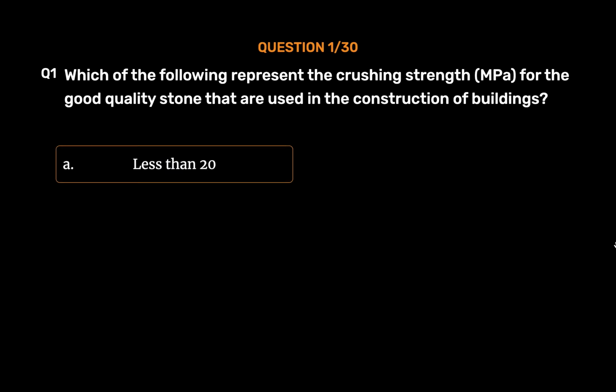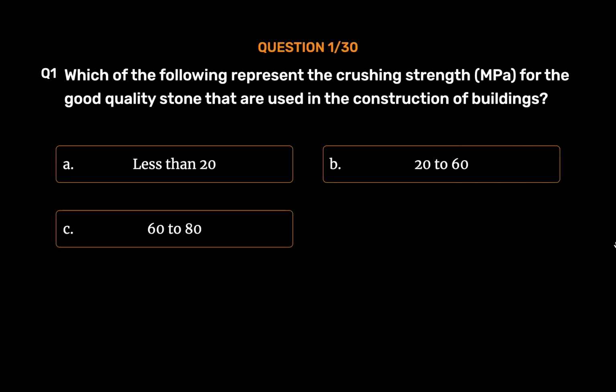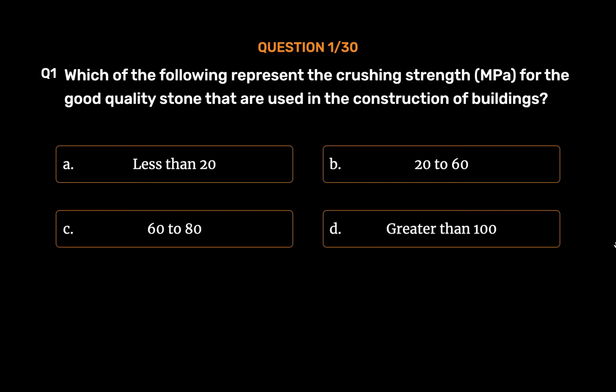Option A, less than 20. Option B, 20 to 60. Option C, 60 to 80. Option D, greater than 100. The correct answer is Option D, greater than 100.